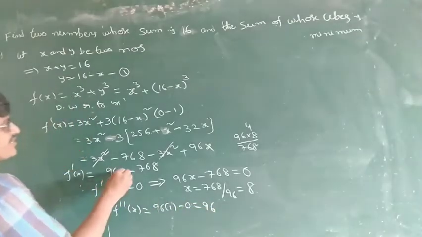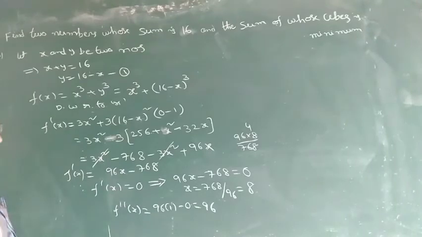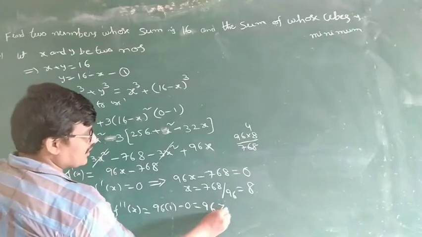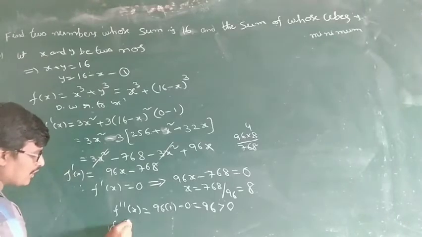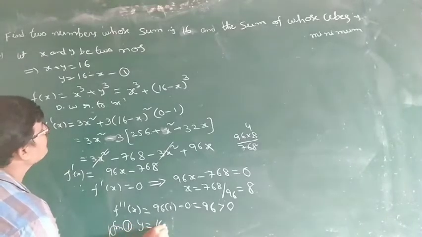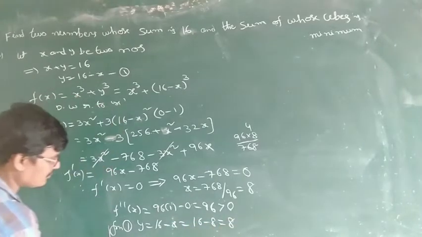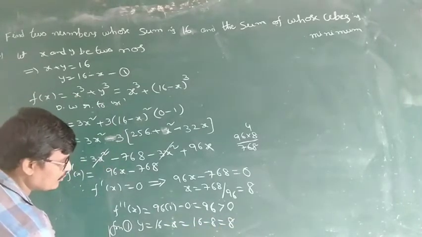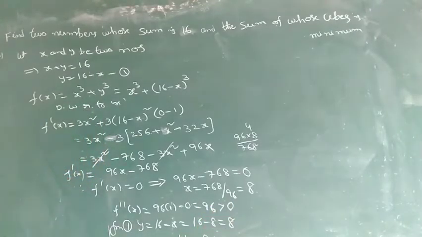96 into derivative of x, that is 1, and 768 is a constant, derivative of a constant is 0. So f double dash is 96, greater than 0. Greater than 0 means minimum value. So from equation 1, y is equal to 16 minus x, 16 minus 8 is equal to 8. Therefore x is equal to 8 and y is equal to 8.